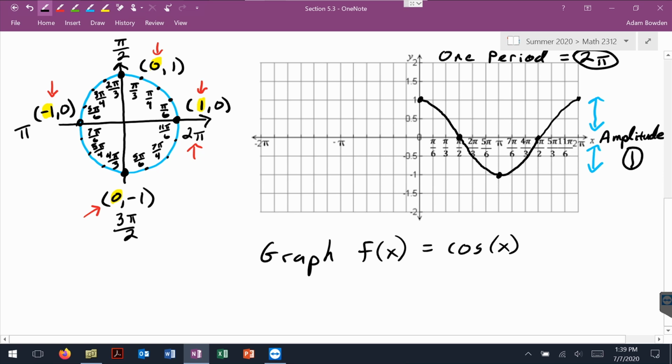The only real difference is where we start the function out at. This one starts at 1, where the sine function started at 0 instead. So if we follow the other direction, it'll do the same thing. It'll curve down to -1, then back up to 1.